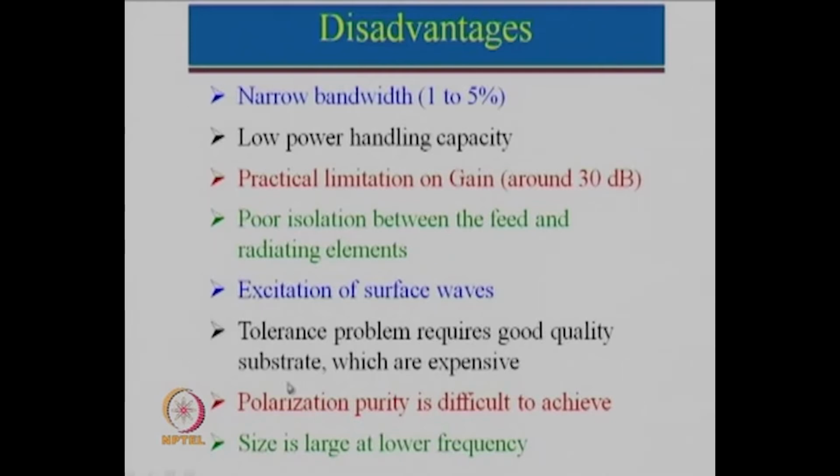Now, of course, one big disadvantage is that the size of a microstrip antenna is large at lower frequency. Designing a microstrip antenna at, let us say, 1 megahertz is almost a forbidden thing, because at 1 megahertz the wavelength will be 300 meters. So, even if somebody wants to design a lambda by 2 antenna, which is 150 meters, even if you make it on a dielectric, it is still running into 50 meters. Who is going to make a 50 meter printed circuit board? So that is a major disadvantage.